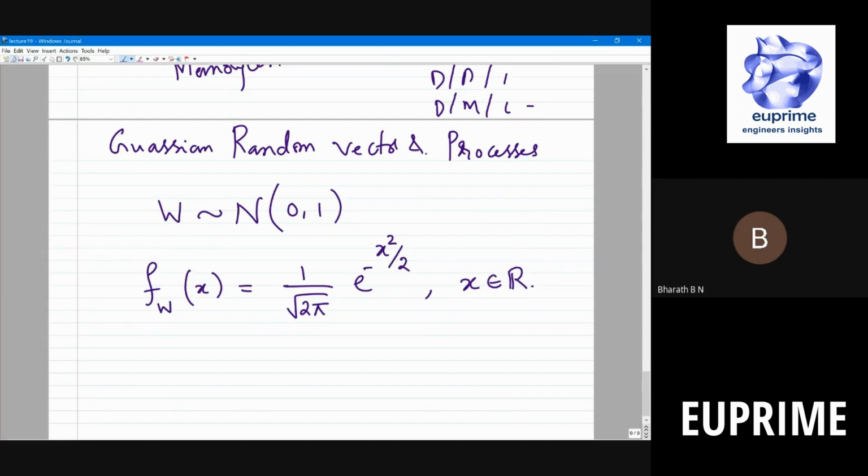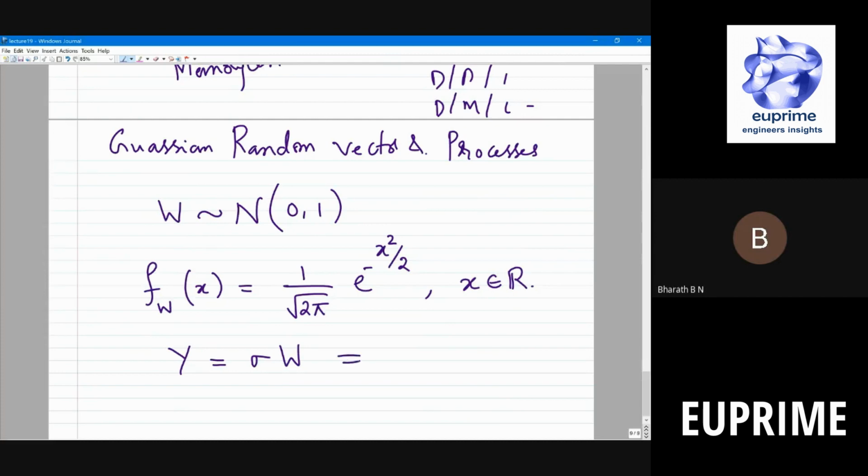Now suppose I scale this. So I get Y, which is let's say sigma times W. So what do you think is the distribution of Y?